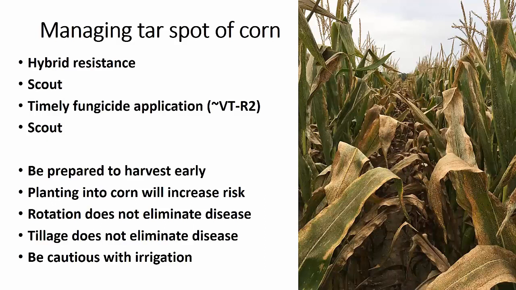So we're obviously stuck with what we have out there this year at this point in time. So really the important thing at this point in time is to get out there and scout. A timely fungicide application, so if we're aware of what's going on out in our fields, VT to R2, maybe R3 applications might be something to consider. And again, scouting, really being aware of what's going on. And then potentially being prepared to harvest early too.